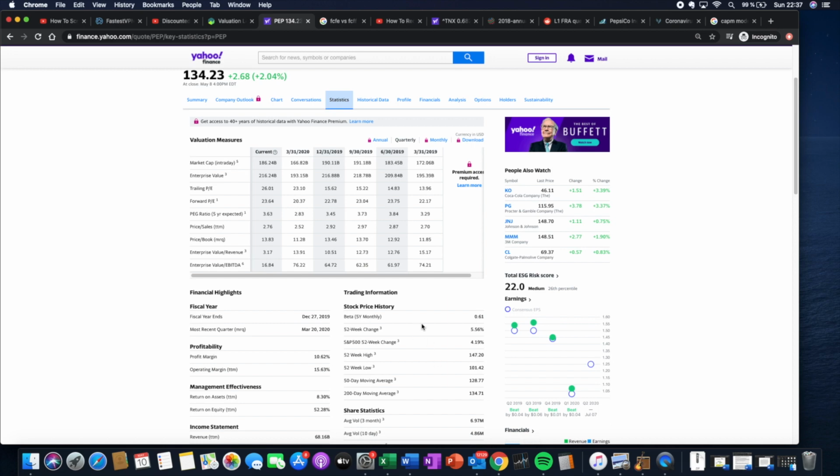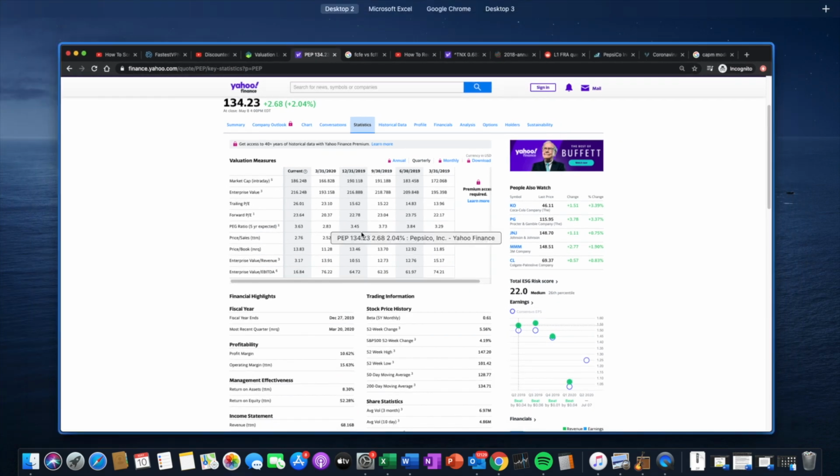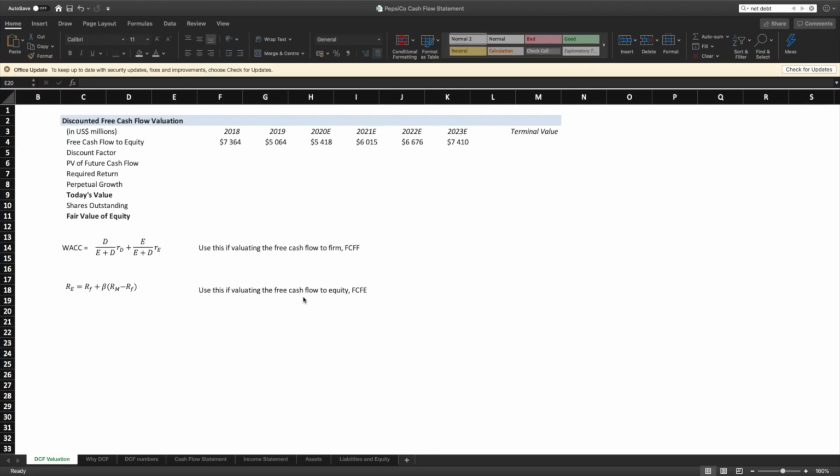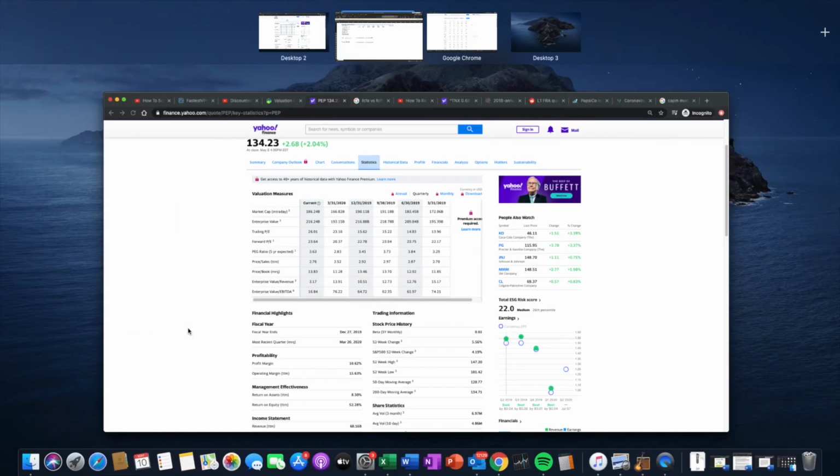And it turns out it's 0.61 right now. Of course, this is constantly updated every month. So we have our beta of 0.61. Well, we have our beta now, and all that is left to calculate our cost of equity is the expected return of the market.